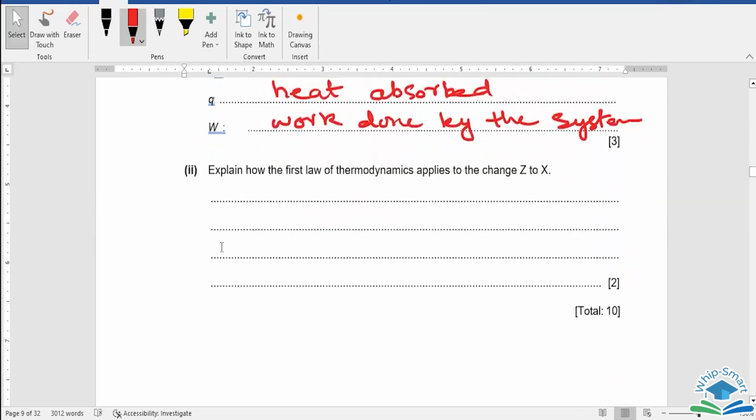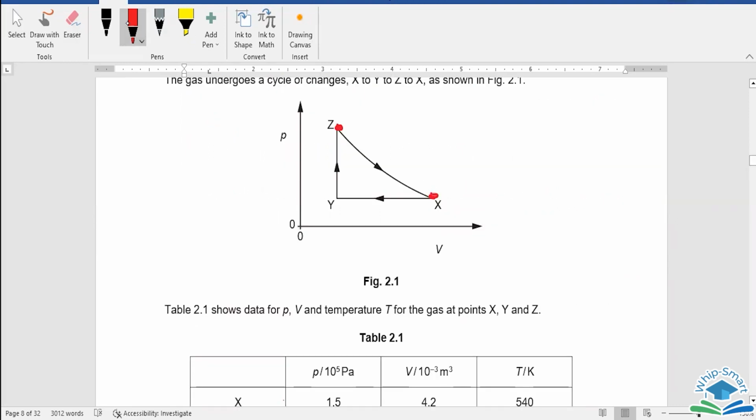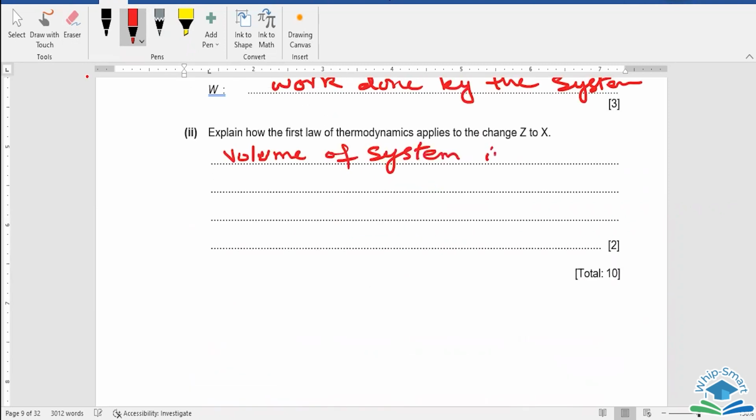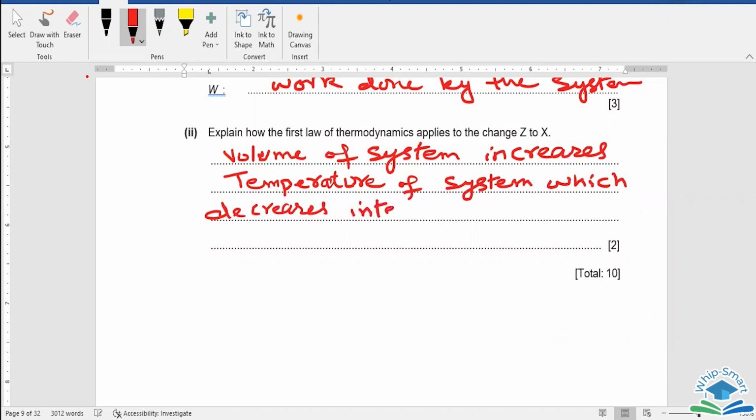Part 2 says explain how the first law of thermodynamics applies to the change Z to X. From this point to this point, we see that volume of the system is increasing. If volume is increasing, it means that the temperature is decreasing, and internal energy of the system is decreasing as well. Volume of the system increases, temperature of the system decreases, which decreases the internal energy, work done by the system.